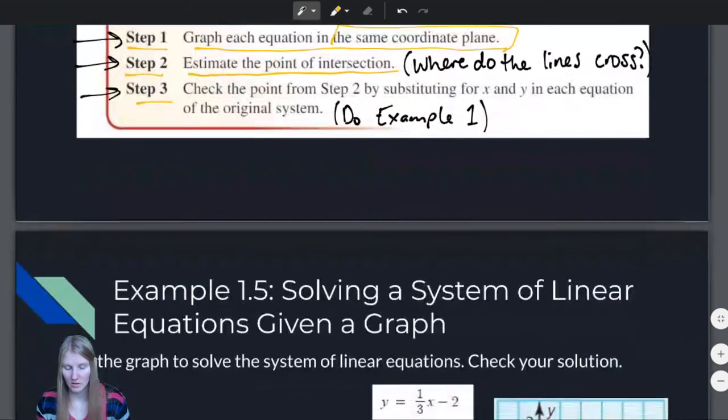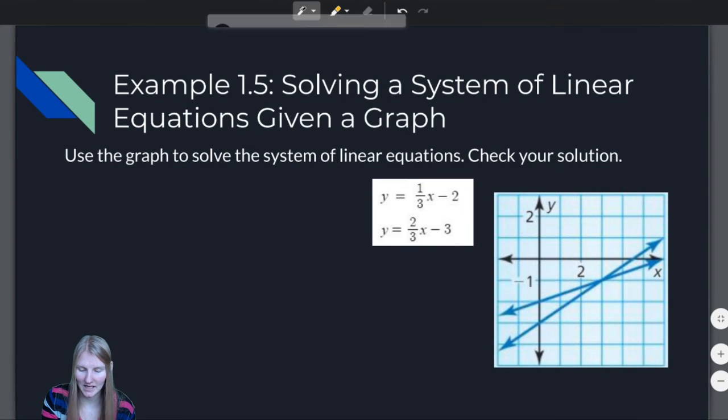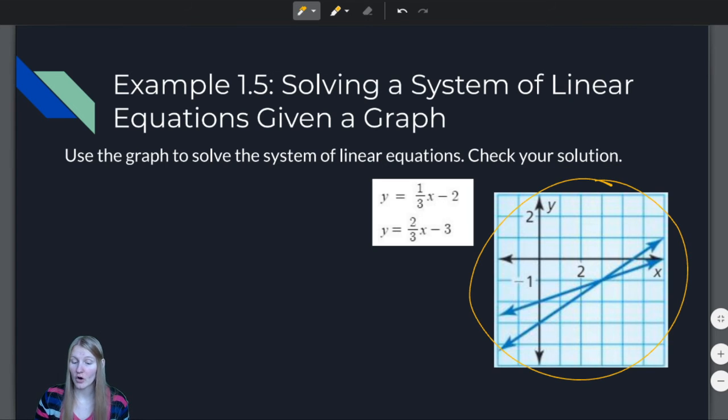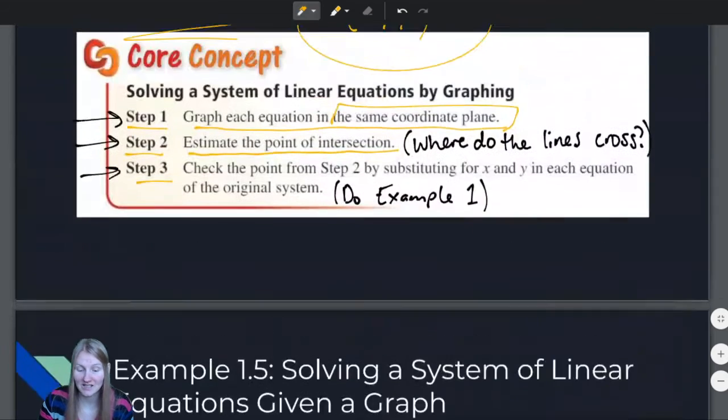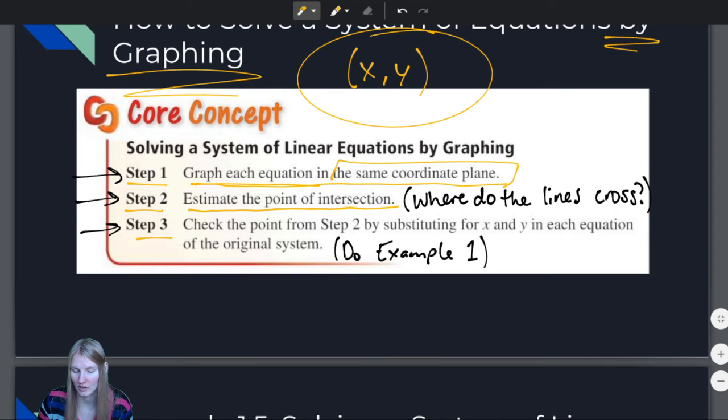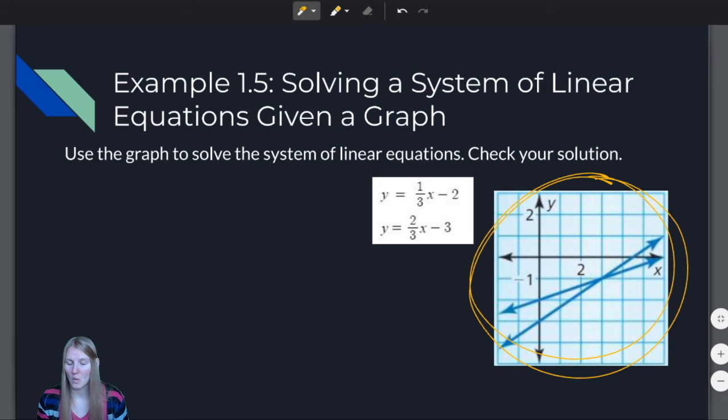Alrighty. So, let's go ahead and do an example of this. Use the graph to solve the system of linear equations and check your solution. Notice that they already did step 1 for us, and this is why it's example 1.5. It's not example 2 yet, because they already graphed for us. They did step 1, graph each equation on the same coordinate plane. So now we want to do step number 2: estimate the point of intersection.